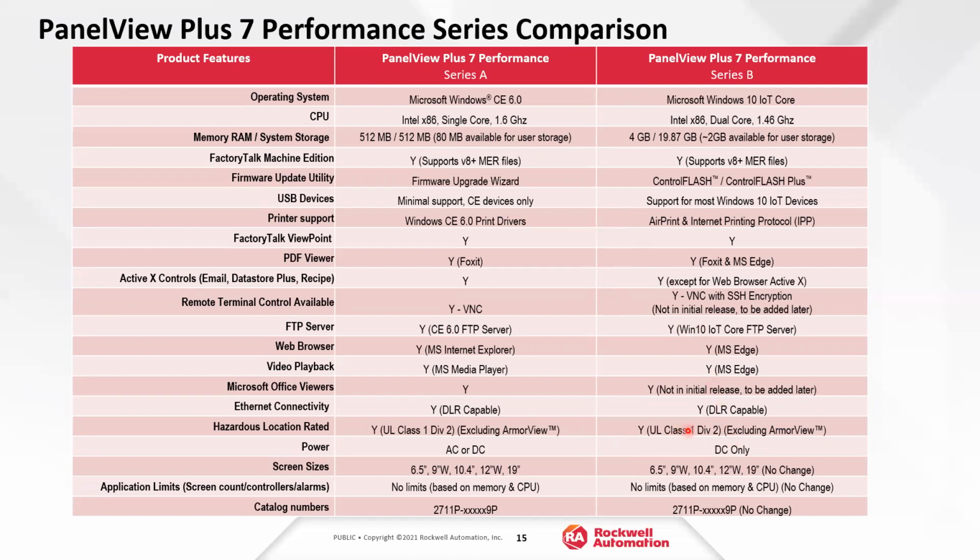It will retain its Class 1 Div 2 certifications, so no changes in that. But there is one other very important thing to note before we forget: in the Series A, there was an AC power supply option as well as a DC power supply option. When we move to Series B, they will only offer a DC-only power supply option. That'd be 24-volt DC only. And no catalog part number changes either.